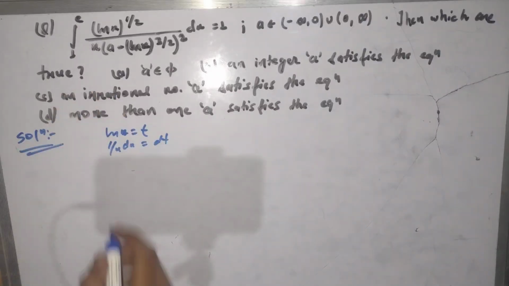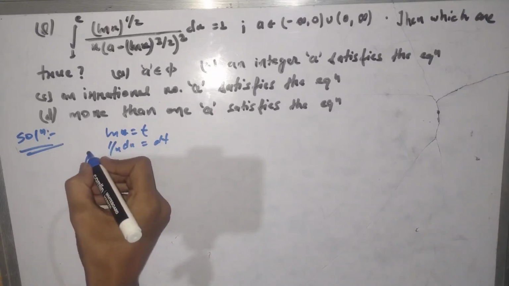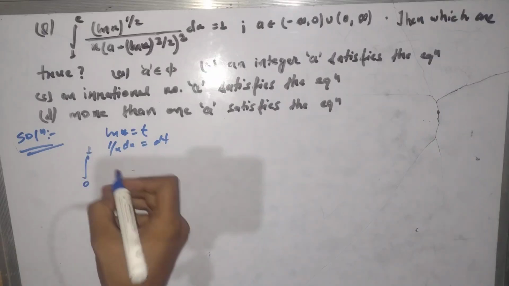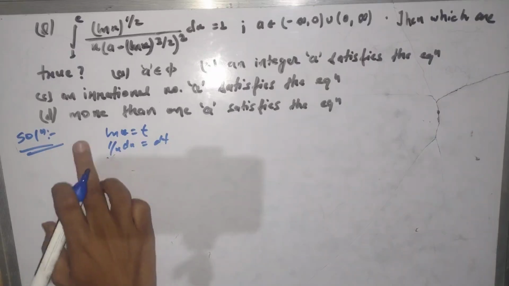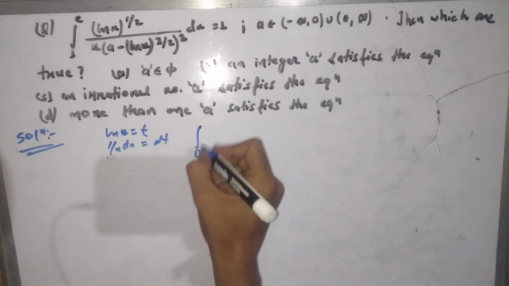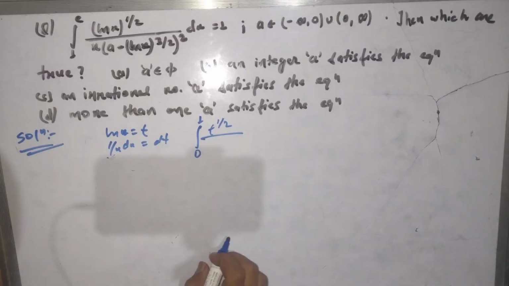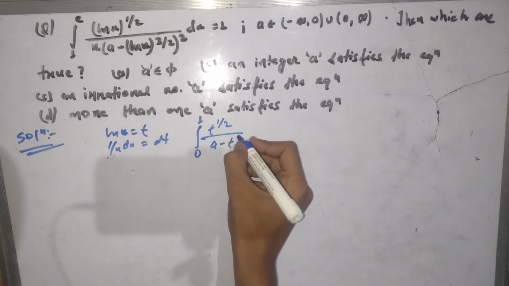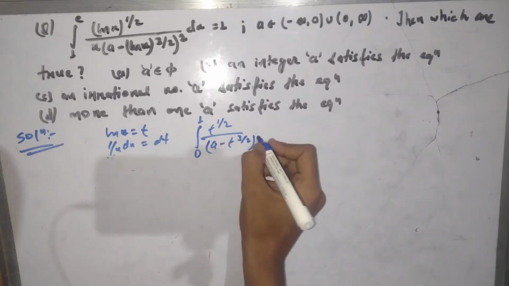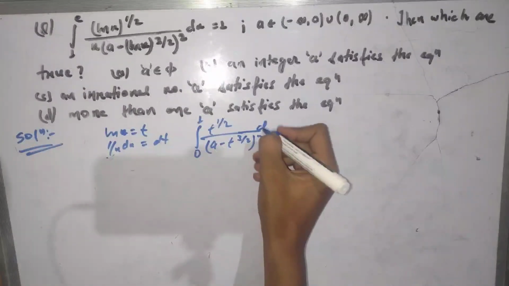Since the limit will go from 0 to ln e, which is 1, the limit will go from 0 to 1, and this would be t to the power half. Let me write it here. So the limit goes from 0 to 1, and this is t to the power half, and in the denominator we have a minus t to the power 3 by 2, whole square, and dx upon x would be dt, so this will be dt.